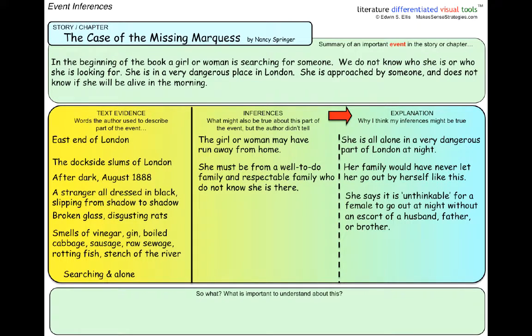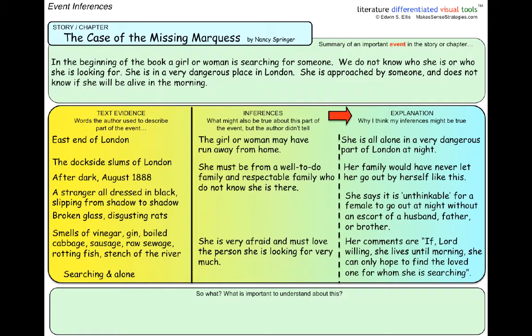And she says that it's unthinkable for a female to go out at night without an escort of a husband, father, or brother. Another inference is that she's probably really afraid and she must love the person that she's looking for a lot in order to go out in such a dangerous place. So why I think these might be good inferences, their comments are, if Lord willing she lives until morning, she can only hope to find the loved one for whom she's searching.